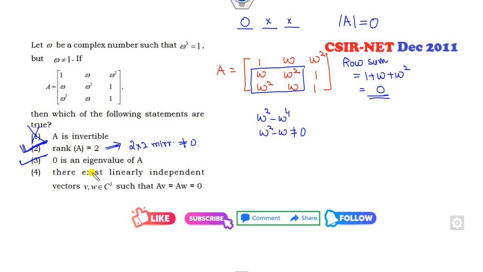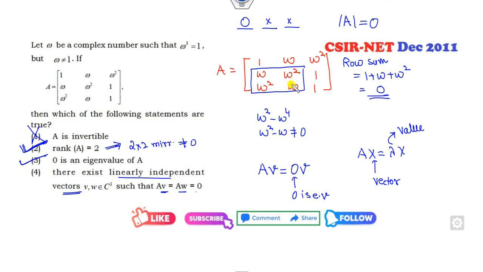Yes, fine. There exists a linearly independent eigenvector such that AX is equal to 0. What is the meaning of AX equal to 0? Remember AX is equal to lambda X, where X is my eigenvector and lambda is my eigenvalue. So 0 is the eigenvalue. We proved that. So yes, that option is also a correct option.